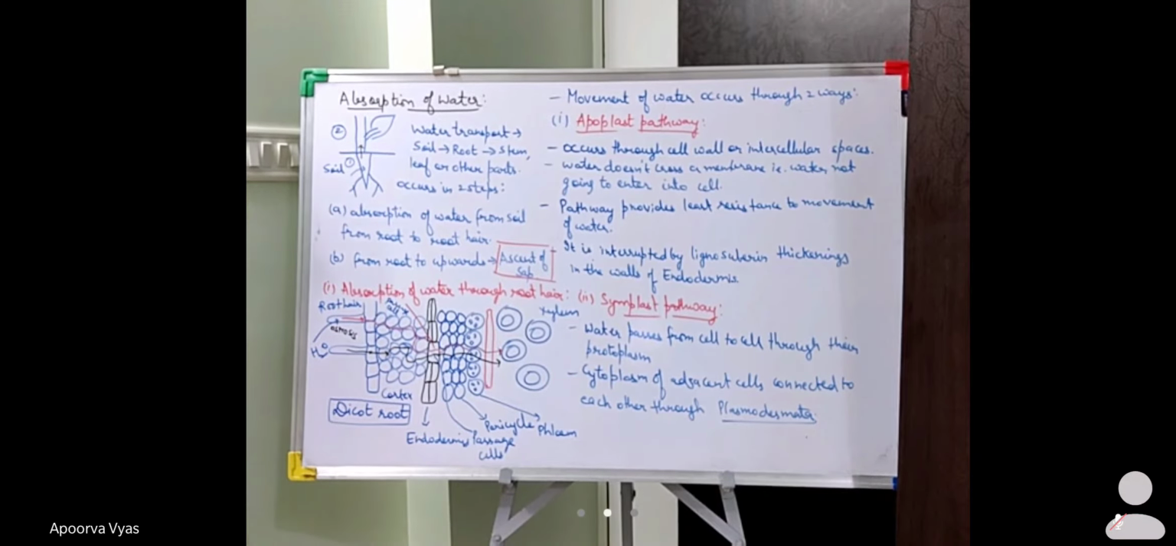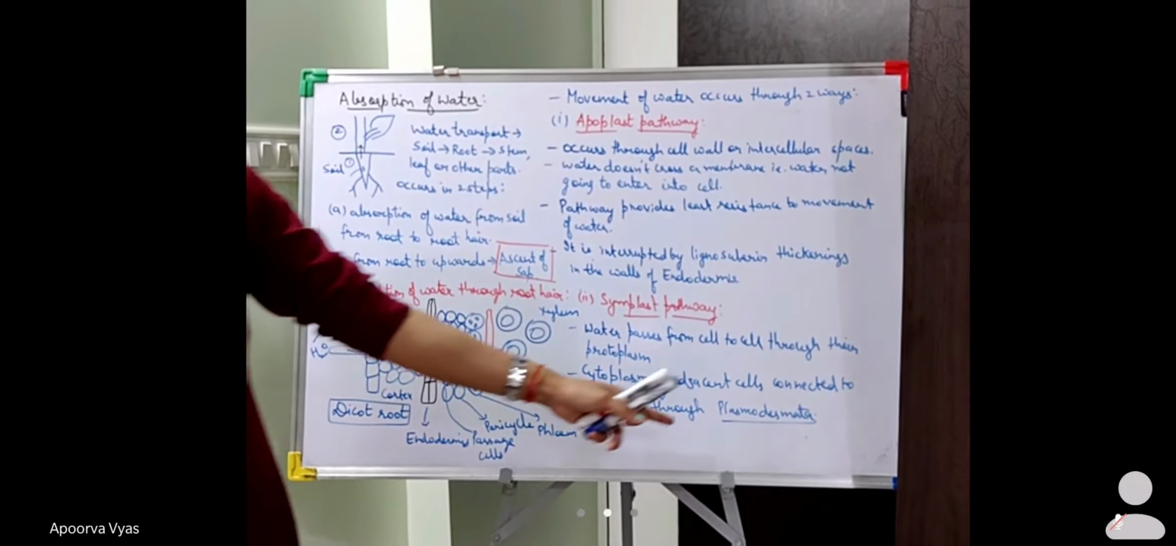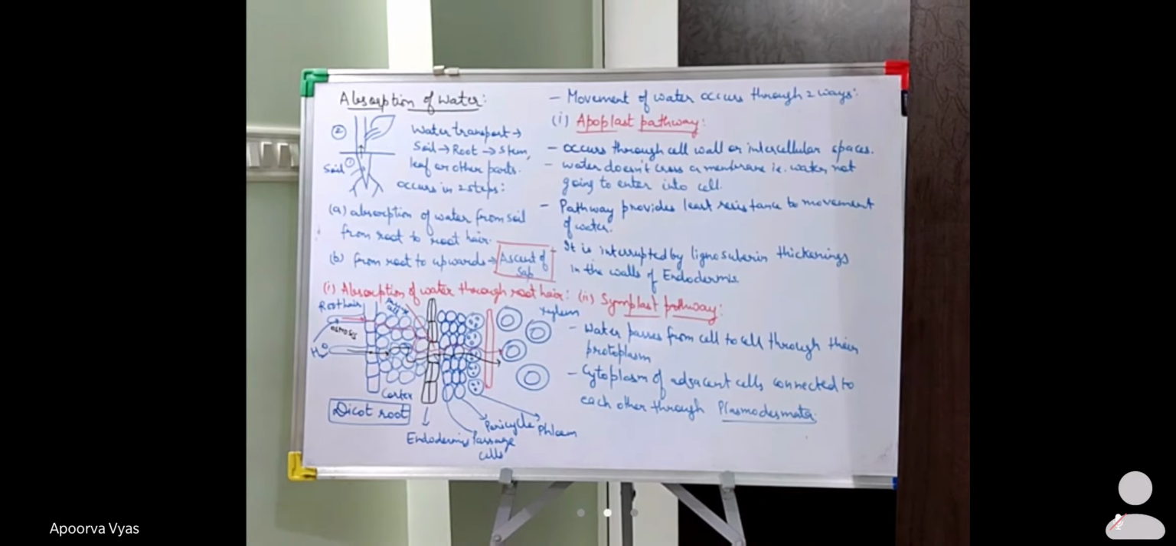Also, जब वो symplast pathway के through move करेगा, तो how is the cytoplasm of one cell connected to the cytoplasm of the other adjacent cell? The cytoplasm of two adjacent cells are connected to each other by certain connections which are known as plasmodesmata. ठीक है? So in the symplast pathway, water will be moving through these connections known as plasmodesmata. So these are the different types of pathways.